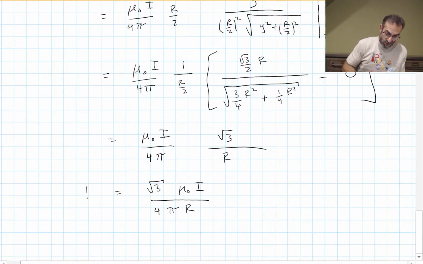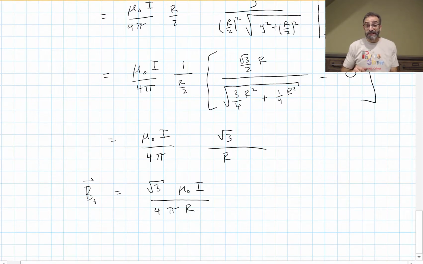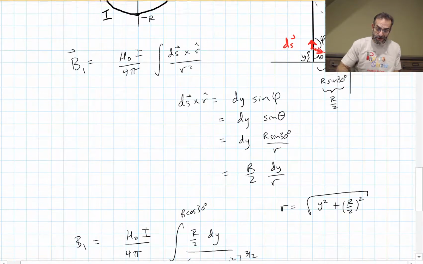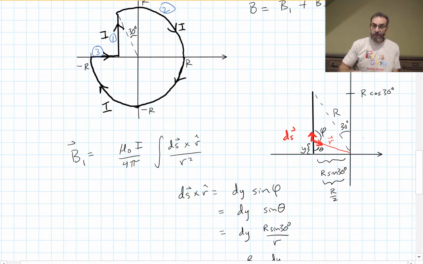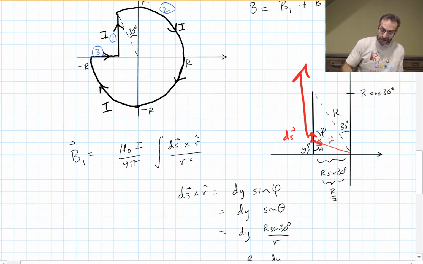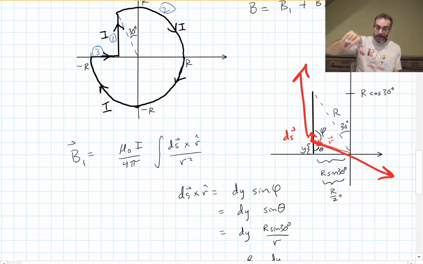There's our magnetic field for segment 1. We just need a direction for this. So if we come back up here, there's two ways we can get the direction. ds cross r hat. ds points toward the top of the page. r hat points toward the origin. ds cross r hat points into the page.